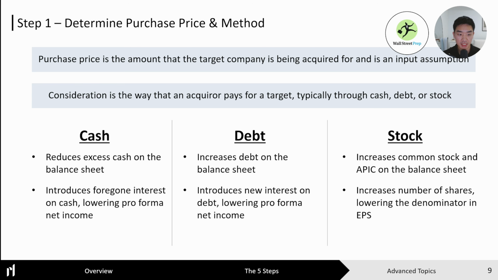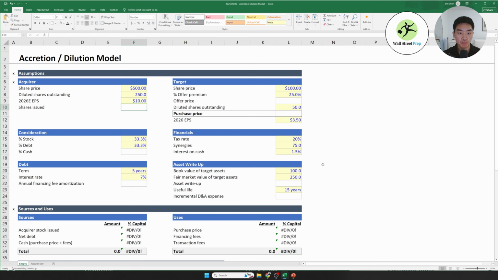Let's go into the Excel now to show you what this all looks like. And again, this is a very, very simple model because I want you guys, if this is your first time, to just understand what everything is from a fundamental standpoint. And later I'll make videos about more advanced merger models. So as you can see here, we have the share price and offer premium. The offer price is just your share price times 1 plus your offer premium. So that gets us to $125 per share.